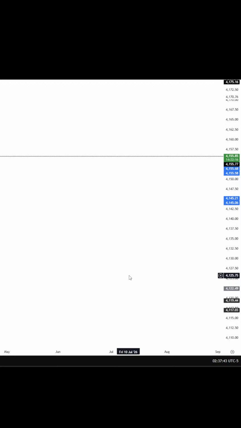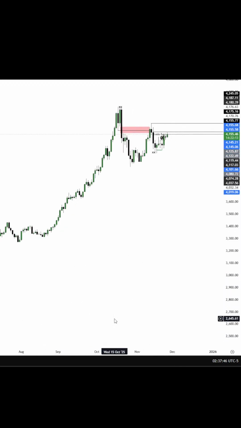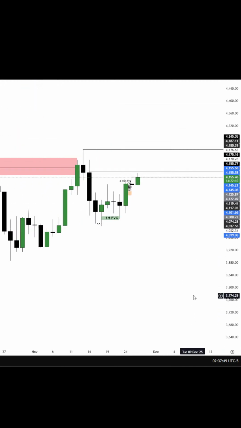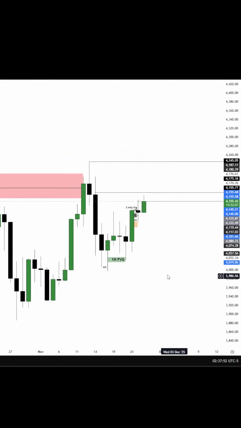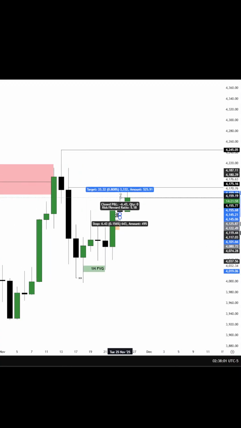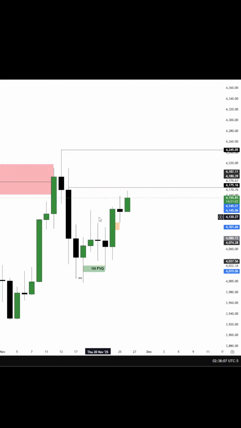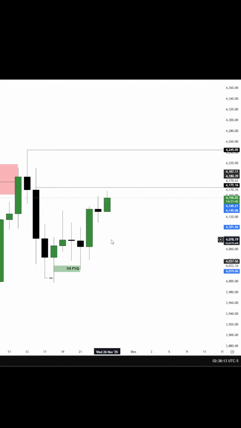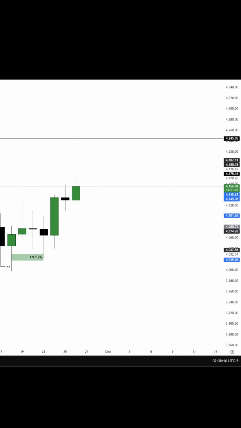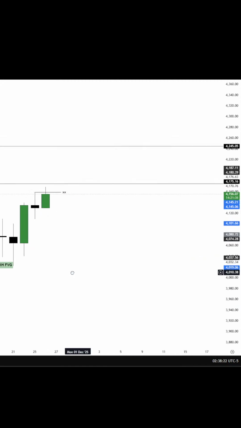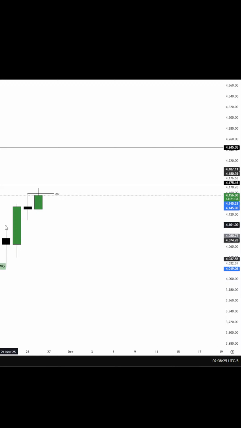So on a daily chart, let me refresh this. You can see here the market has taken this high liquidity. Let me remove all these diagrams or drawings. Okay, so now the market has taken this high liquidity and we have this FVG right down here.